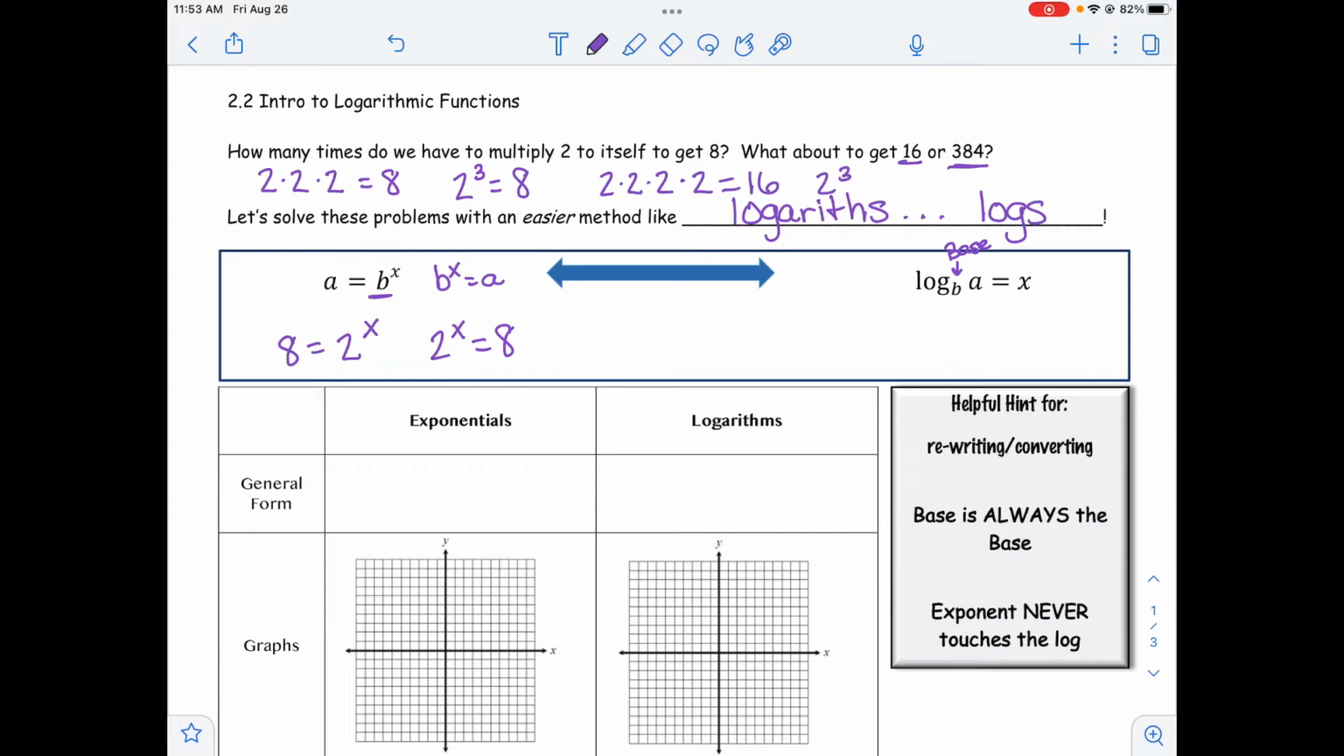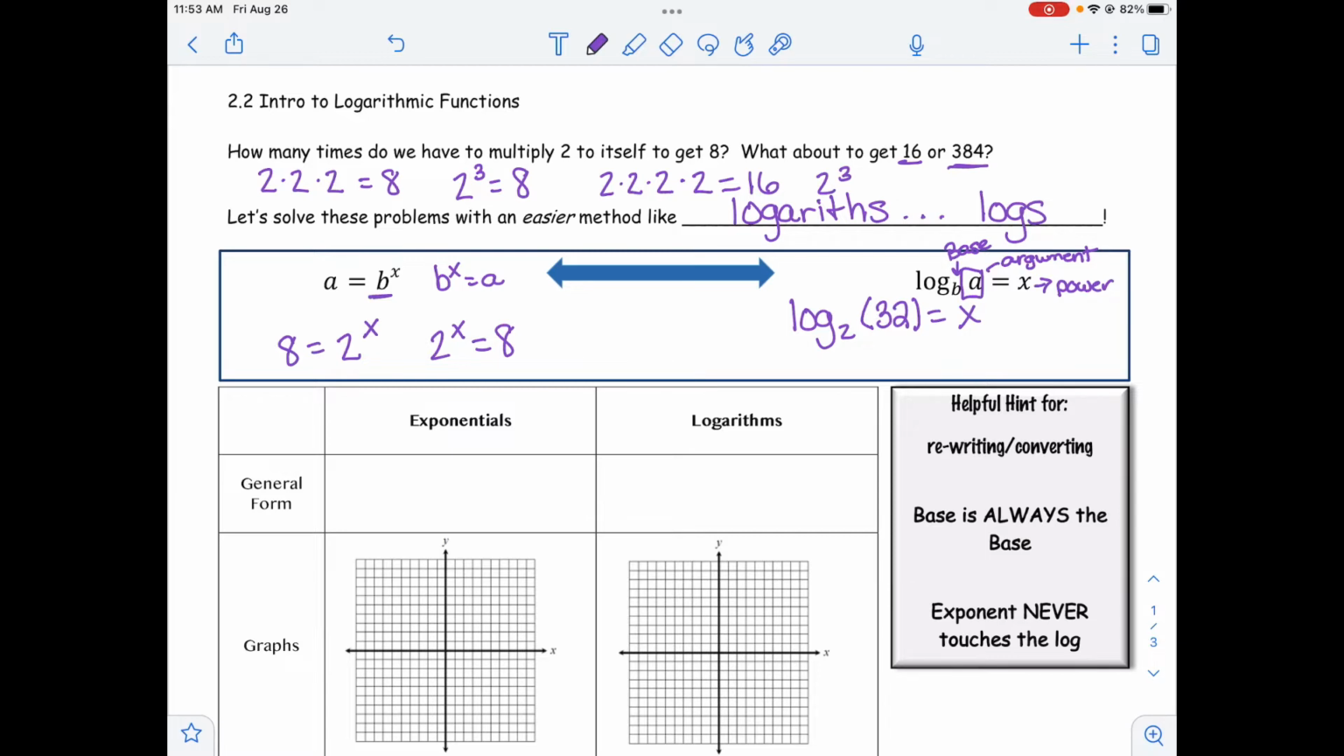And then a is our argument. Okay, a is our argument. So like our answer, our solution sometimes, or what it equals. And then x is our power. Okay, so the way that we would write something, an example like this, maybe log base 2, notice it's a little subscript, dropped down, log base 2 of 32 equals what? x. Okay, so that's how it's written.